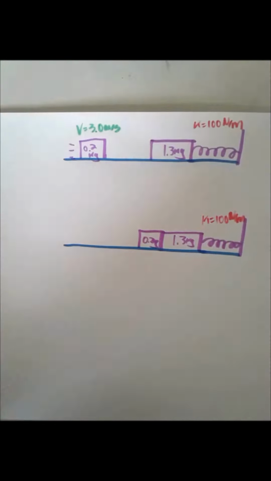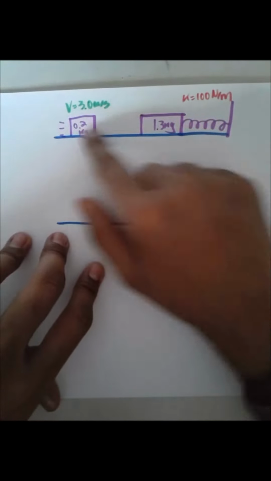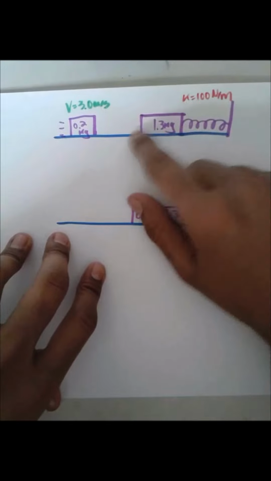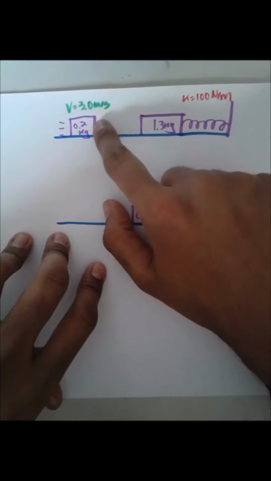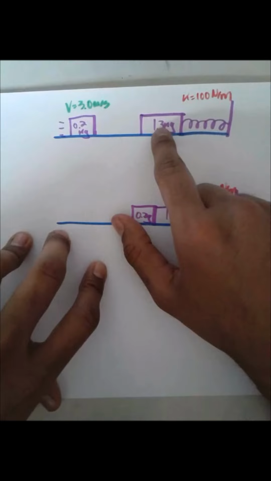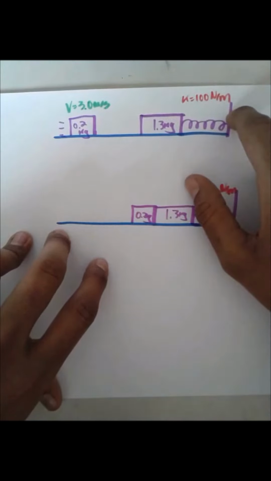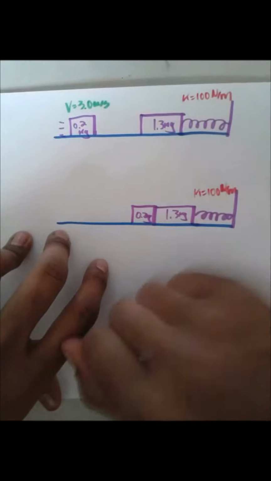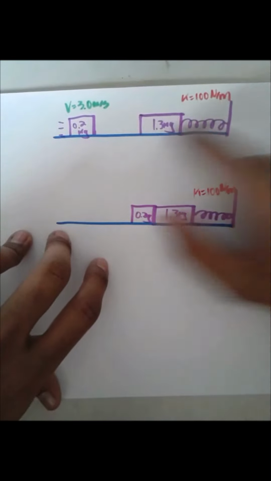What I've done is just redrawn it on another piece of paper so we can see it a little bit easier. We have a 0.2 kilogram mass sliding on a horizontal frictionless air track, represented with the blue over here, at a speed of 3 meters per second when it instantaneously hits and sticks to this 1.3 kilogram mass initially at rest. The 1.3 kilogram mass is connected to one end of a massless spring, which has a spring constant of 100 Newtons per meter. One end of the spring is fixed. So it's just going to stick and then oscillate at this point.